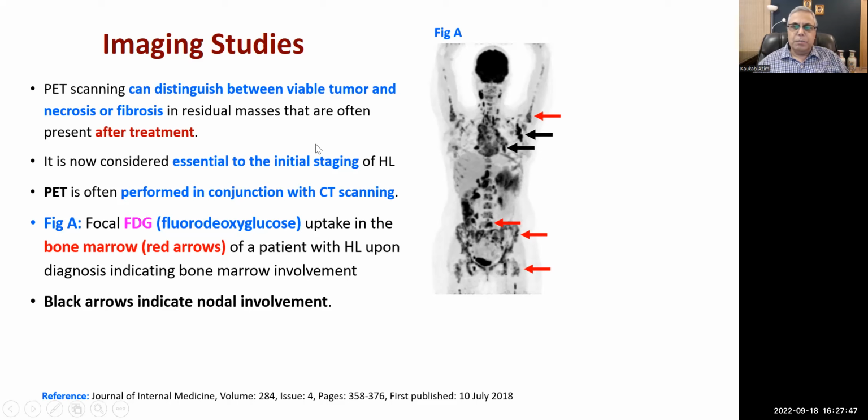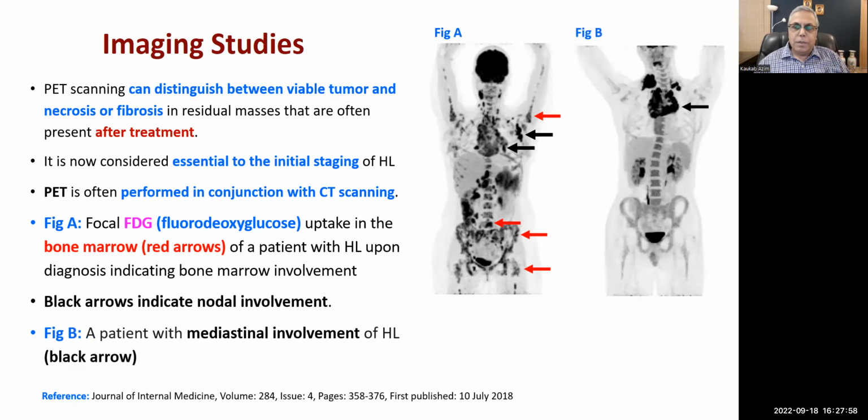So like in this patient, you're seeing that the black arrows indicate the involvement of the lymph nodes, and the red arrows shows the bone marrow involvement. So bone marrow involvement is another problem, and it is a sort of a serious issue in lymphomas.